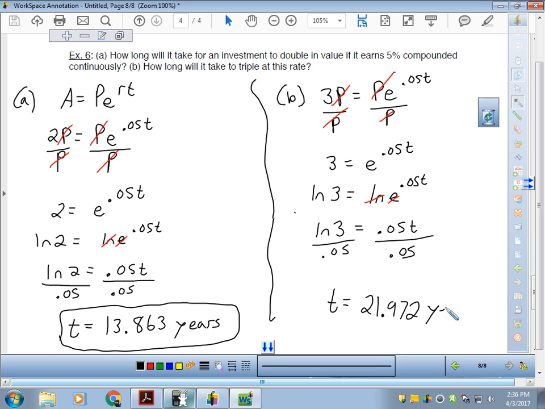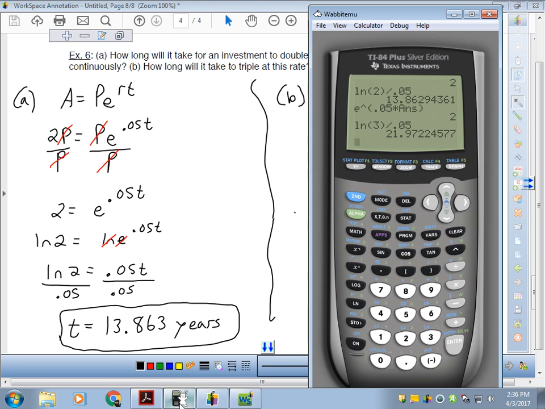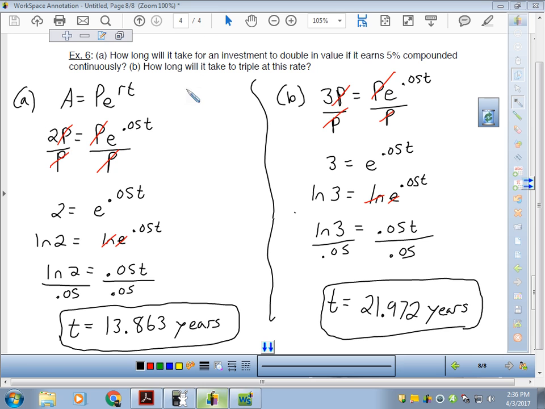And again, time in these problems is measured in years. So that's how many years it will take for the value to triple. And again, you can check it. If you plug that into your e, your interest rate is 0.05, and you multiply it by that many years, you'll see that e comes out as a 3. So that 3 gets multiplied by your principal, which triples your principal. Okay. So that's how these financial problems work.